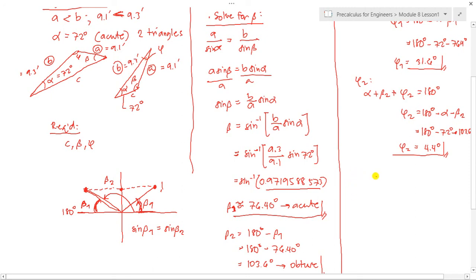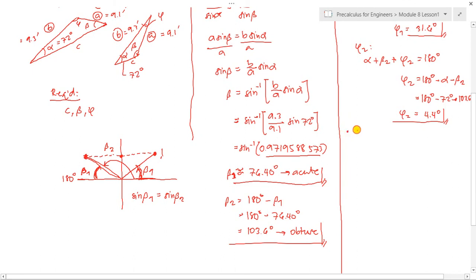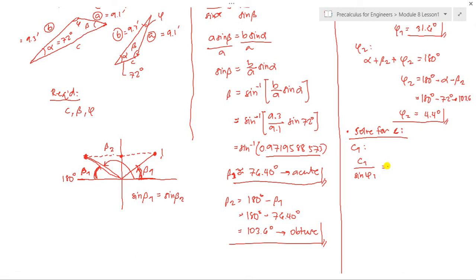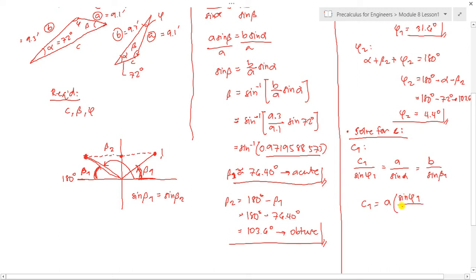Now since we have gamma for both cases, then solve for C. So solve for side C. Since there are two triangles, there are also two values for C. Now for C1, use the relationship C1 over sine gamma 1, which is equal to A over sine alpha, or you can also use B over sine beta, which is beta 1 for C1. So using A, C1 is equal to A multiplied by sine gamma 1 all over sine alpha.